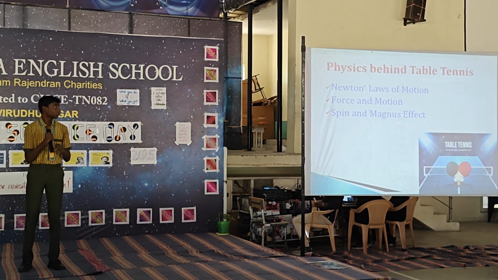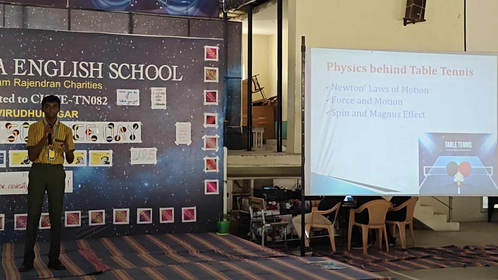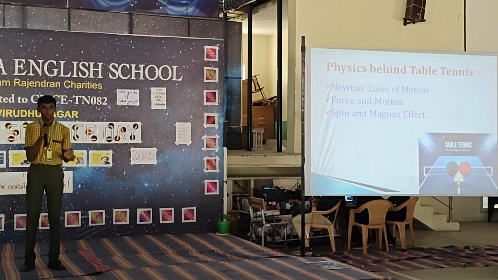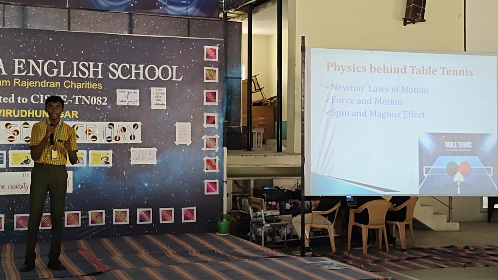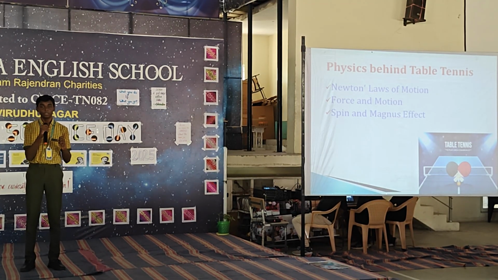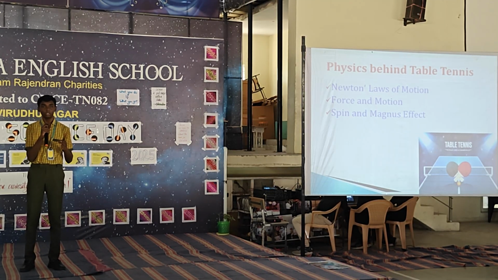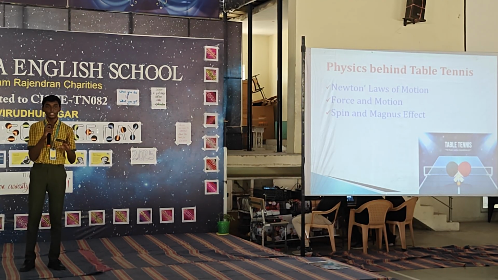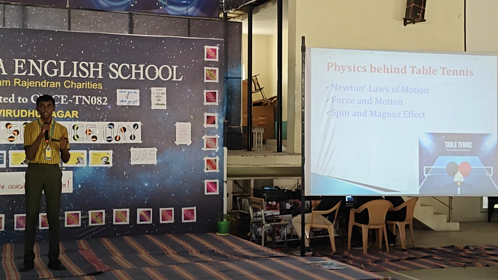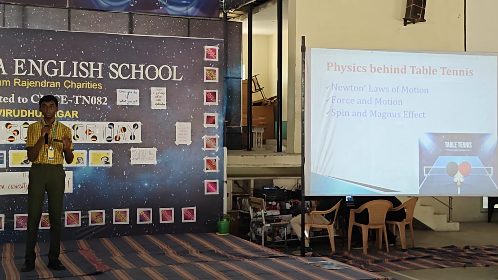other. Force and motion. Spin and Magnus effect. When the player hits the ball with a brushing movement, it spins. And Magnus effect, the pressure difference between the air around the ball. For example, topspin causes the ball to descend quicker, while backspin helps the ball stay longer, and sidespin curves the ball left or right.